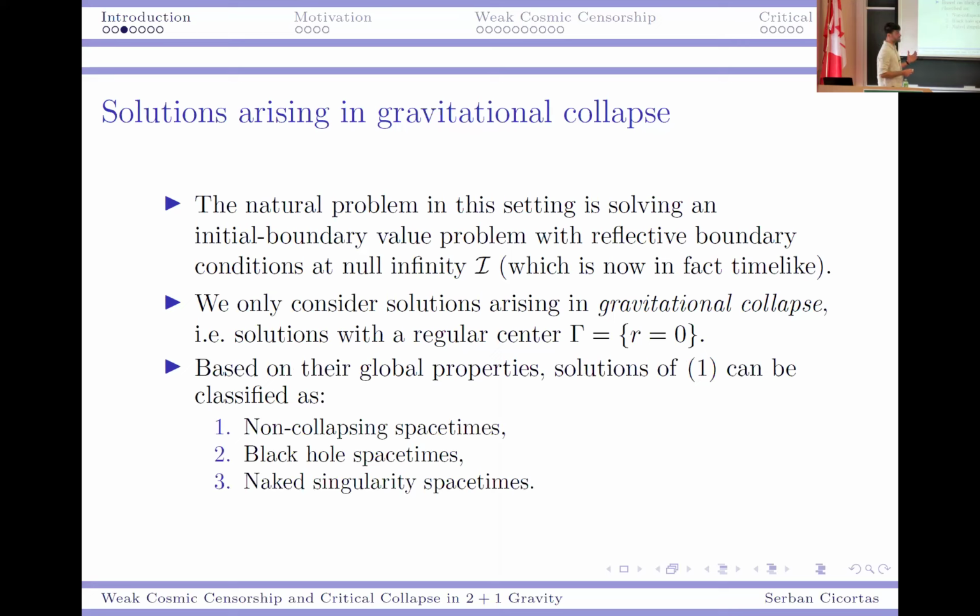You can classify all the solutions that arise in gravitational collapse for these equations based on their global properties. You can have non-collapsing spacetimes, which are spacetimes that don't form singularities. You can have black hole spacetimes. And then you can have naked singularity spacetimes. I think all these names are pretty intuitive, but I'll now go into detail, define this precisely and explain some more of their properties.